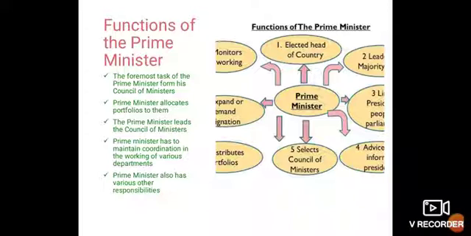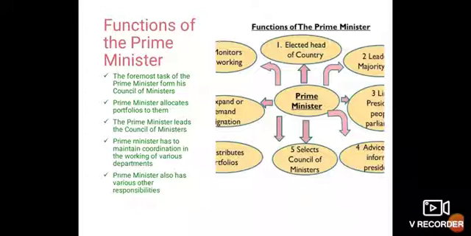Next, after allocation of portfolios, the prime minister has to maintain coordination in the working of various departments, facilitate cooperation amongst the departments, and supervise the working of these departments in order to maintain efficacy and efficiency. So as I have told just now, students, after giving them portfolios, after giving them a particular department, now the responsibility of the prime minister again increases.